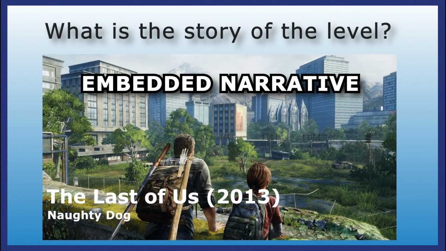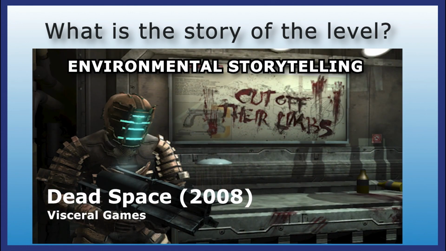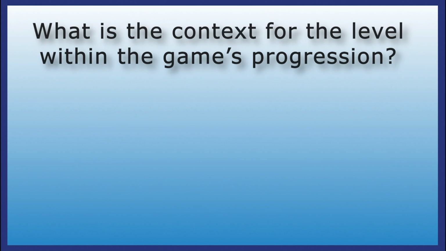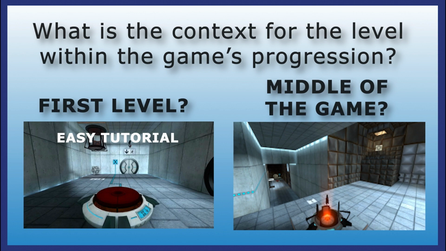You need to be aware of how the narrative of the game will be presented in your level, and how you can smoothly incorporate story beats into it. What is the context for the level within the game's progression? For example, if this is the first level of the game, design it as a simple tutorial or introduction.